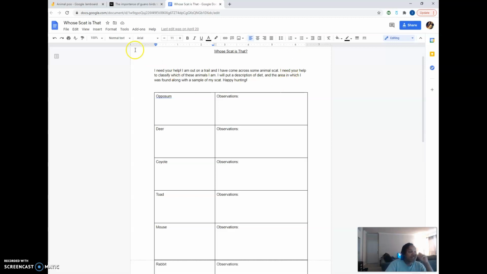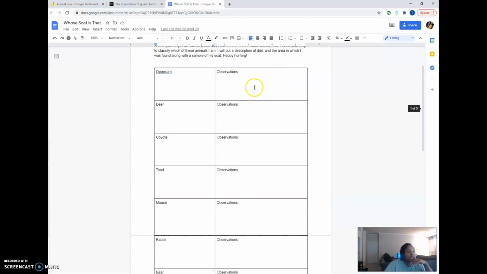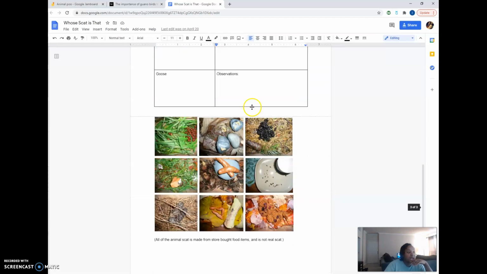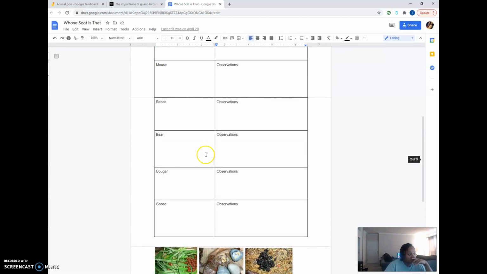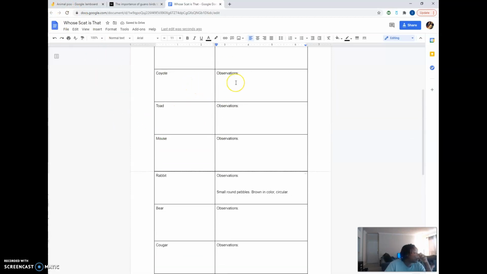Okay. So this is what the worksheet would look like. So for the possum, well, I know that this one was the rabbit, I think. So I would put that it's small round pebbles, brown in color, circular, just to give them an idea. So I would probably give them the first one to kind of get them started to figure out what they were supposed to be doing, and then we would go from there.